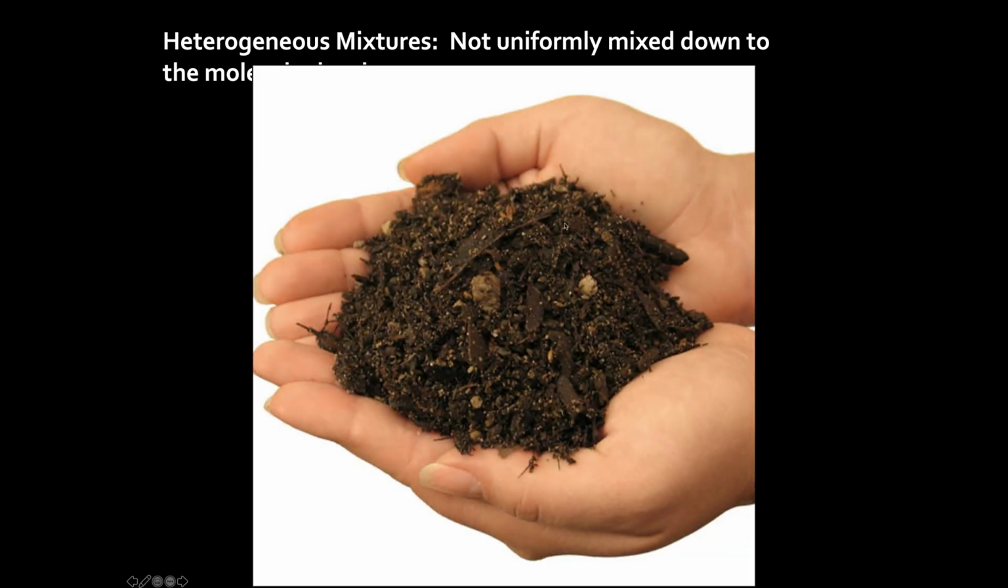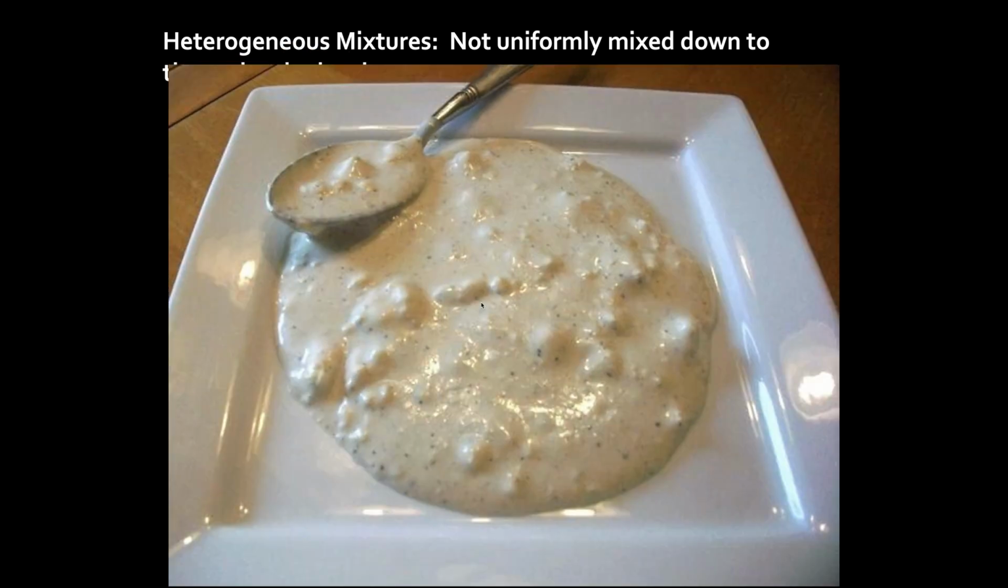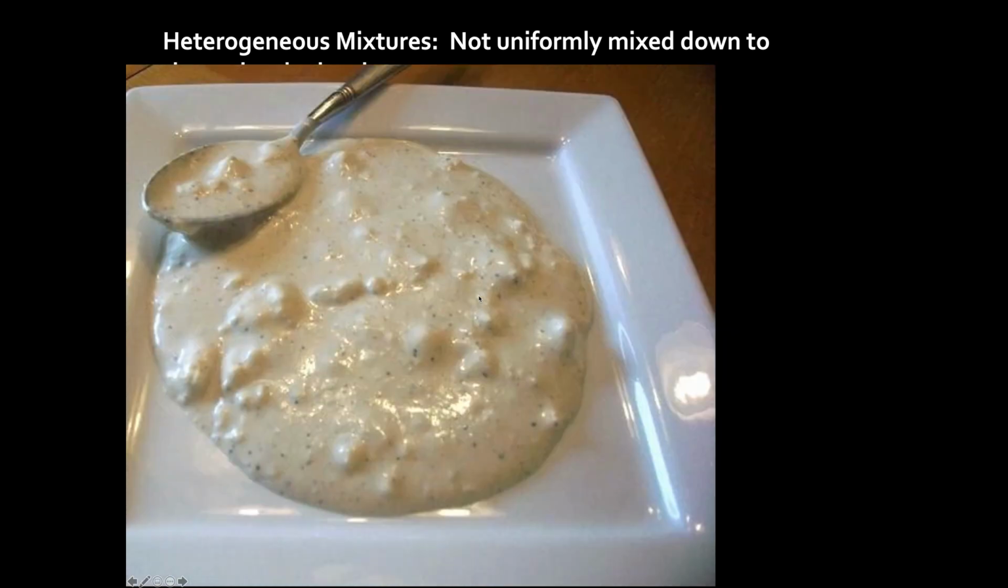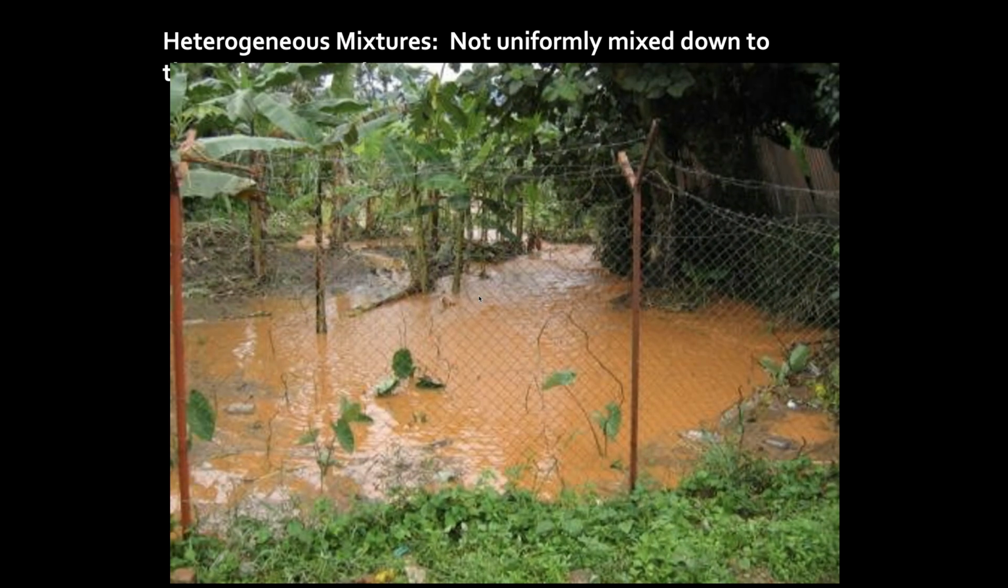If I take a sample from over here and compare it with a sample from here, we're going to have different compositions. Same with blue cheese dressing. Take a sample from here and take a sample from here, and they're going to have different compositions. Same thing goes for a crowd of people. People are not identical. Therefore, any grouping of people will be, by definition, heterogeneous. Even muddy water is heterogeneous.